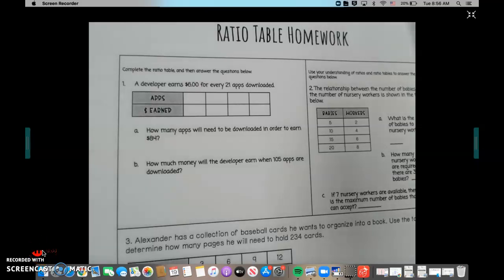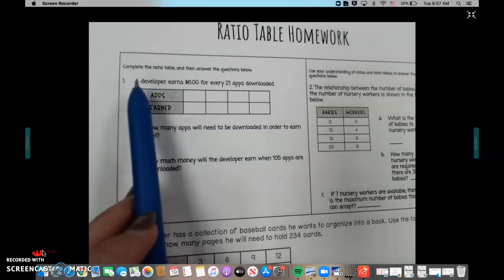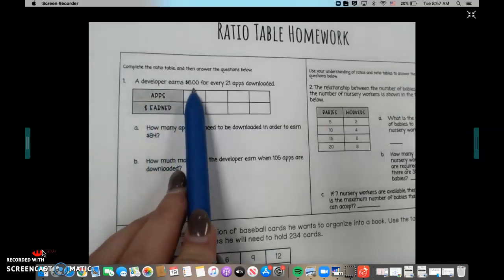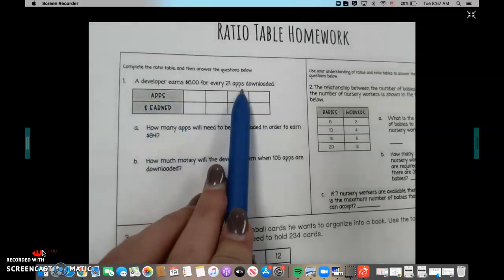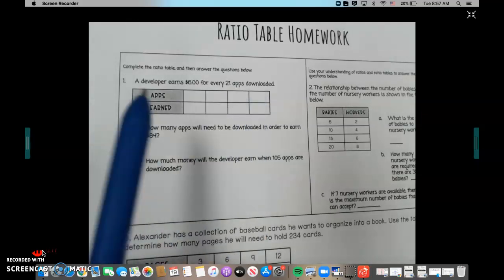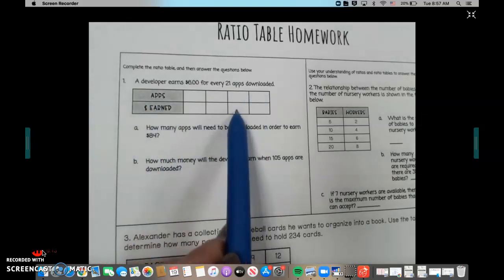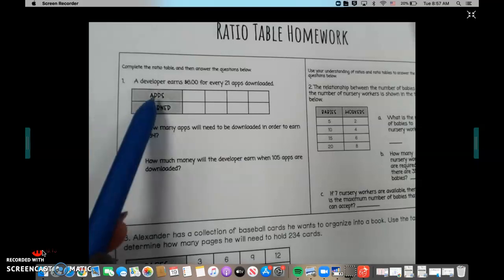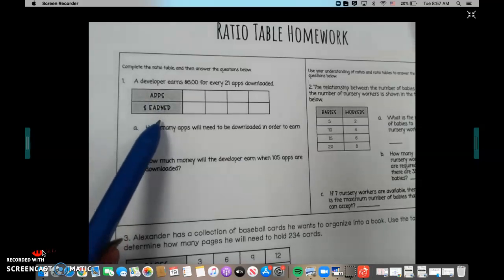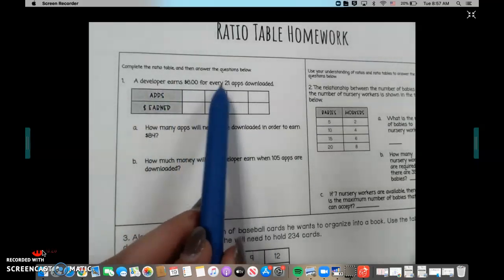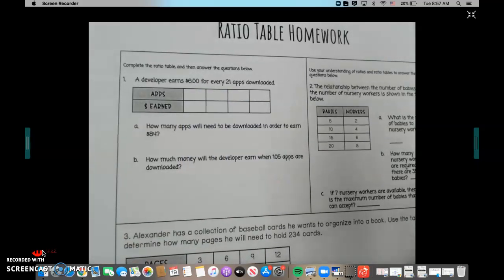All right, 6th grade, we're going to go ahead and get started with your ratio table homework. We're going to start with number 1. It says a developer earns $6 for every 21 apps downloaded. So we have a nice little chart right here that we're going to fill out together. Whenever we fill out a table, it's the same thing as your notes from yesterday. We're going to grab that first ratio given to us in the problem.